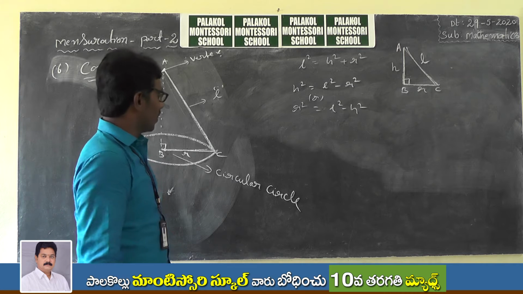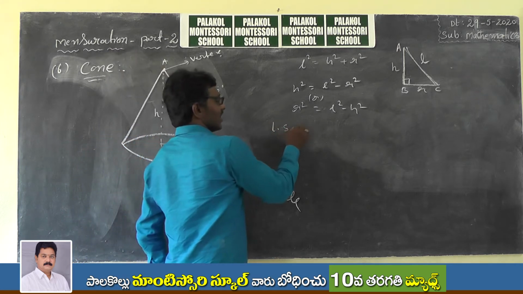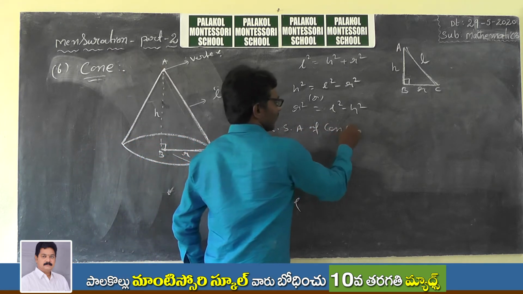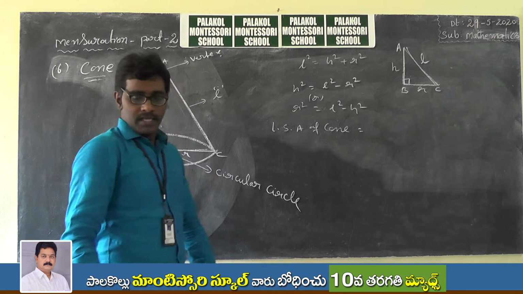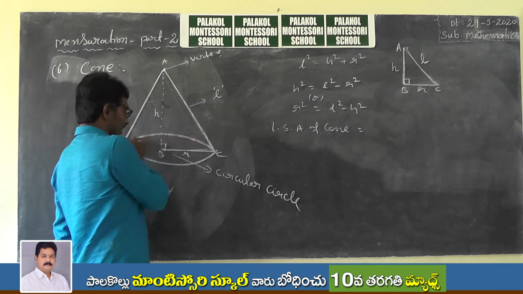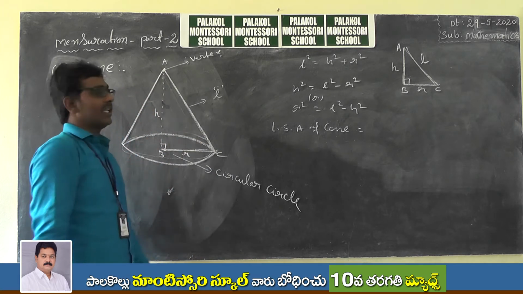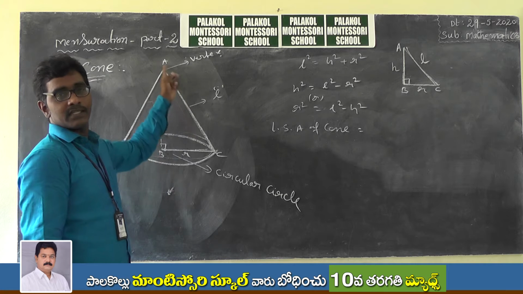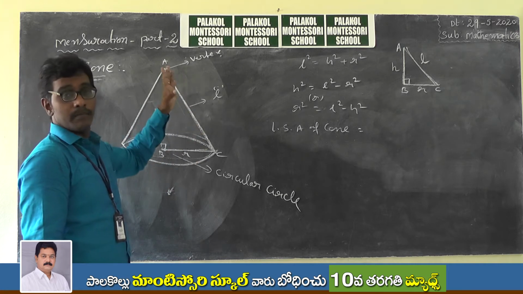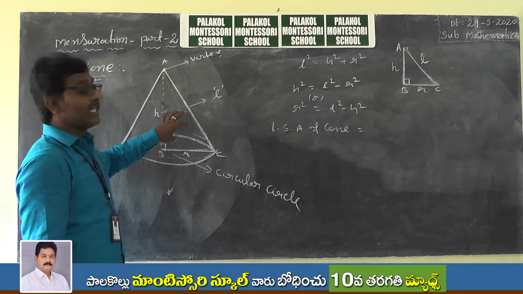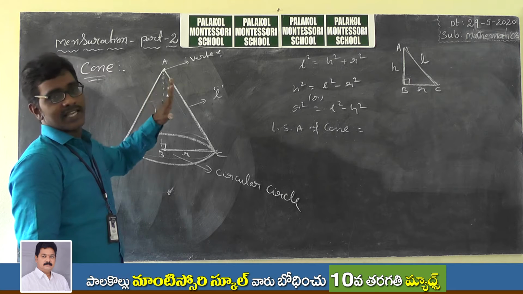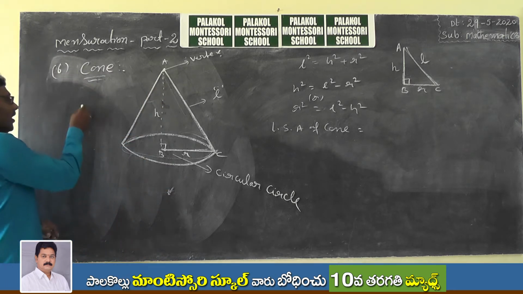Okay guys. Now, lateral surface area of the cone. Here we need the perimeter of the circle and the slant height. But wait, the cone is formed from a sector. You know the sector? Take this one.